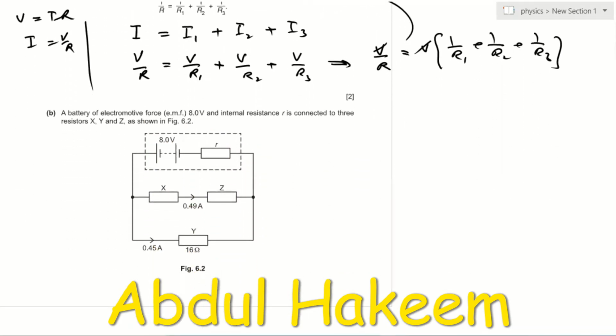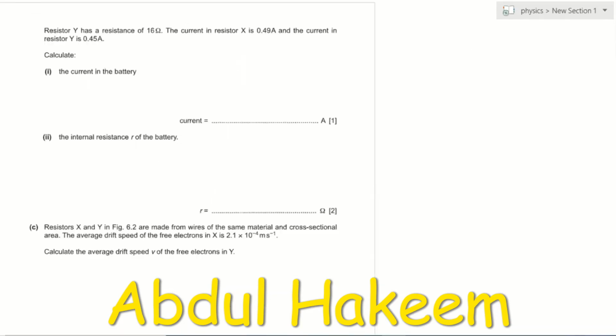Now the next part is a battery of EMF 8 volt and internal resistance r connected to 3 resistors X, Y, and Z. The current in X is 0.49 and in Y is 0.45. The resistance Y has a resistance of 16.